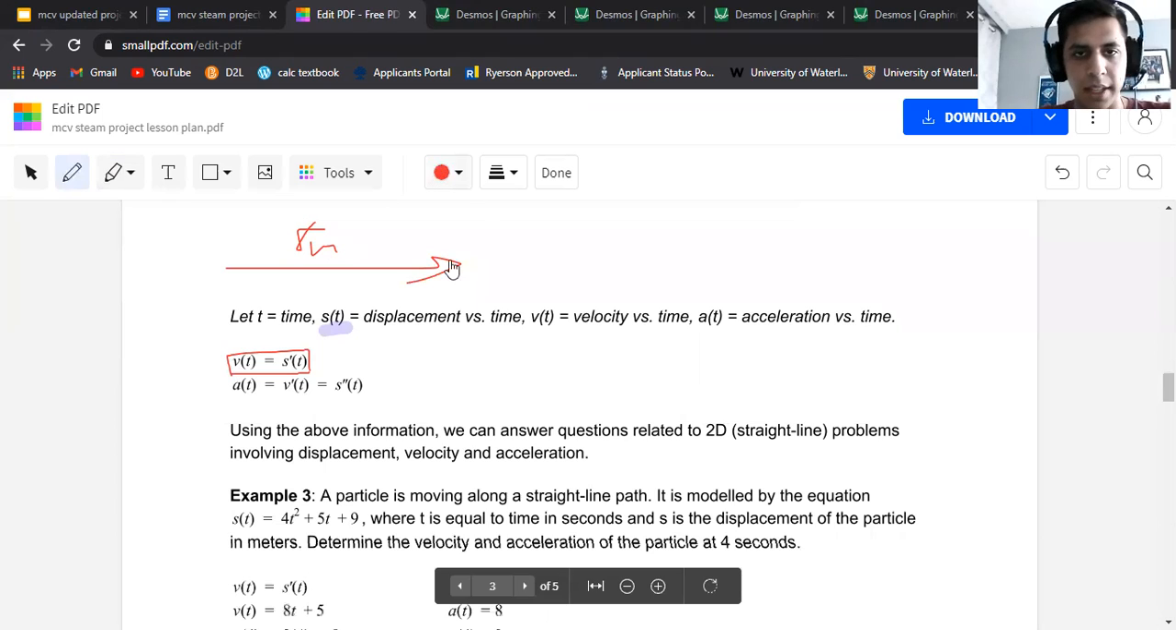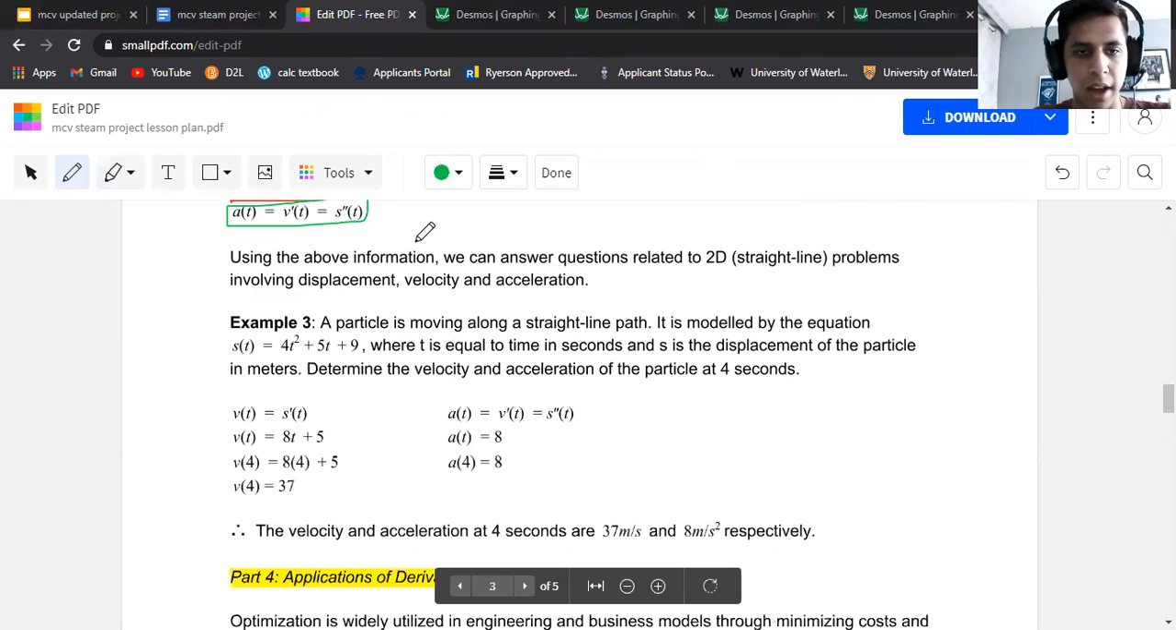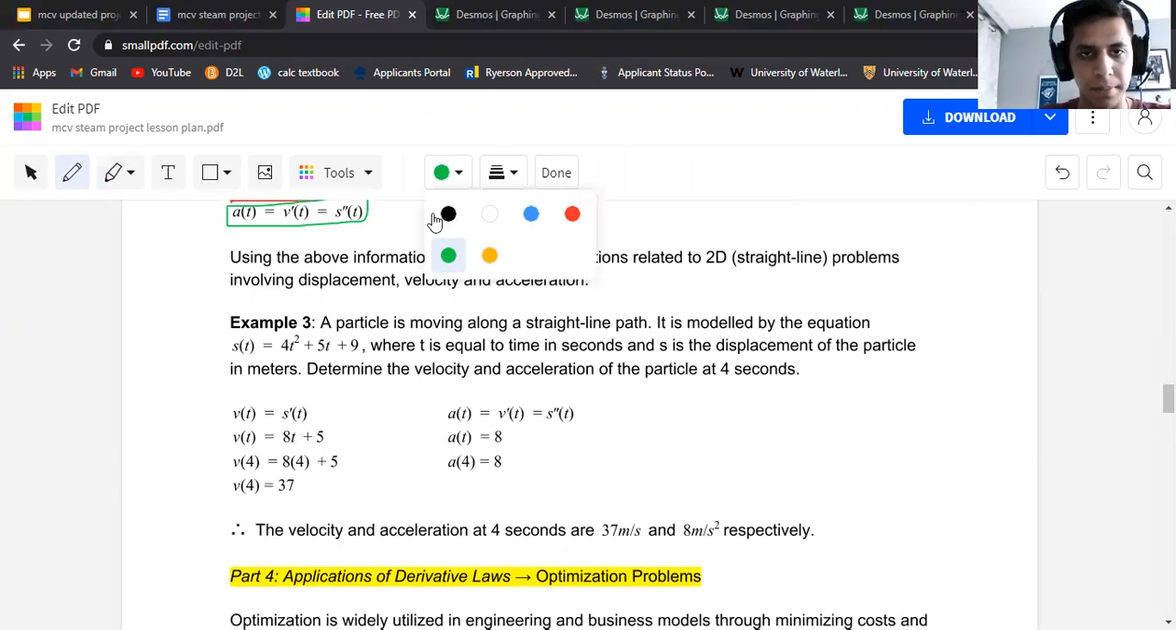And going over to the second relationship, we have a of t, so the acceleration function, is given by either, so there's two possibilities to get to this one. You can take the second derivative of the displacement function, so take the derivative of the 8 meters walking plus the derivative again, or you can just take the first derivative of the velocity function, which is what we have right here. Either way, you still get to the acceleration function, no matter which or how many derivatives you take. Using the above information, we can answer questions related to 2D straight line problems involving displacement, velocity, and acceleration. Let's get into it.